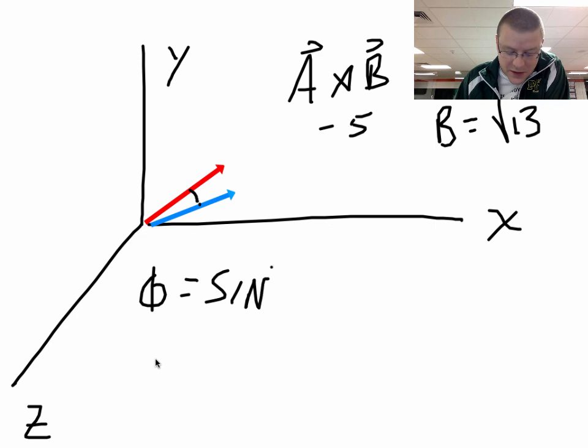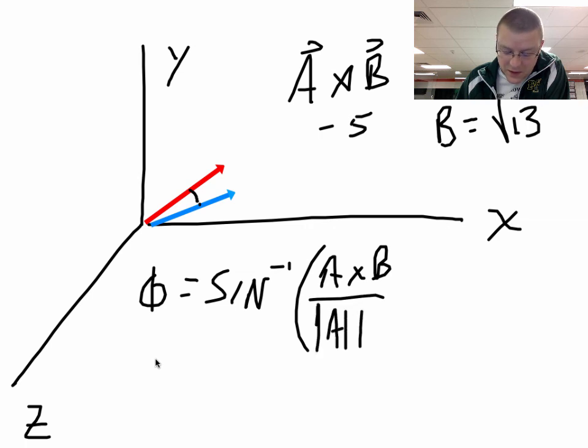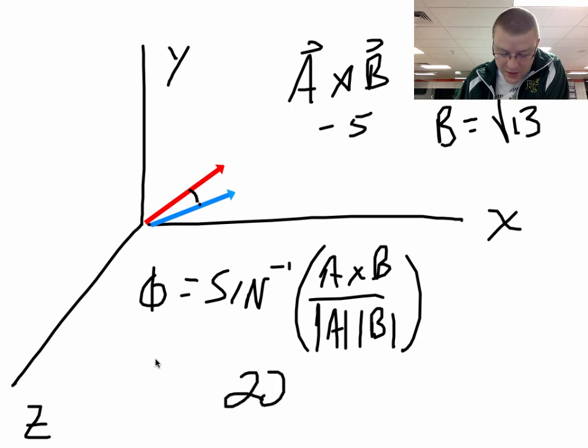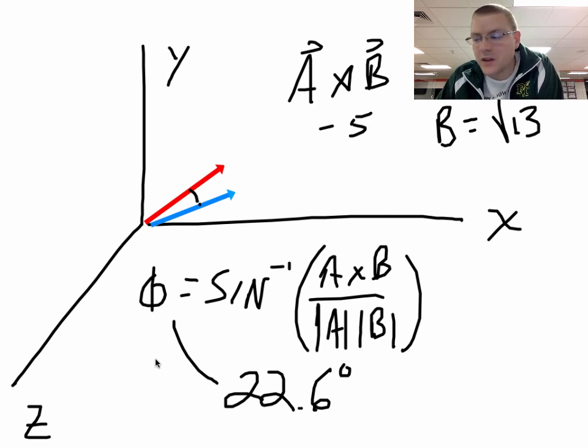it's the inverse sine of the magnitude of A cross B over the magnitude of A times the magnitude of B. So solving for that, putting in your numbers, you should get an answer around 22.6 degrees. So that is the angle between vector A and vector B using our rules for cross product.